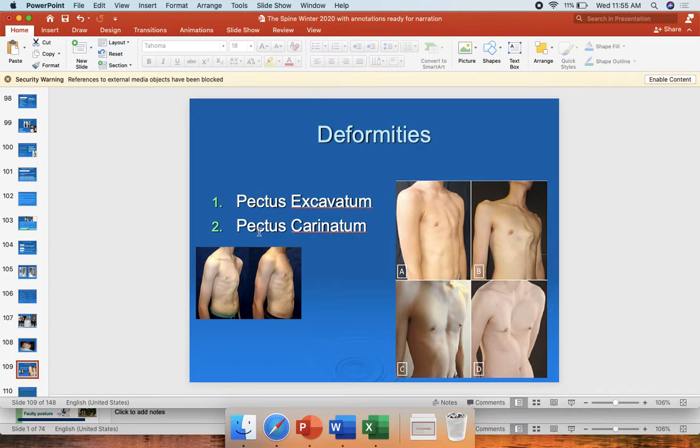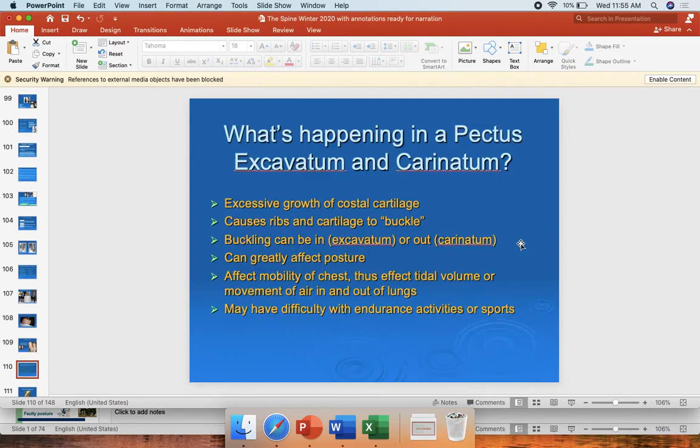Pectus excavatum and pectus carinatum. So what we're looking at here is a cave chest, pectus excavatum, or a bowed out chest, pectus carinatum. Again, these are going to be extreme examples. There are many examples that are less drastic than these. So what's happening in these? We're experiencing excessive or insufficient growth in that costal cartilage. So it's either going to cause it to buckle in or to buckle out, right?